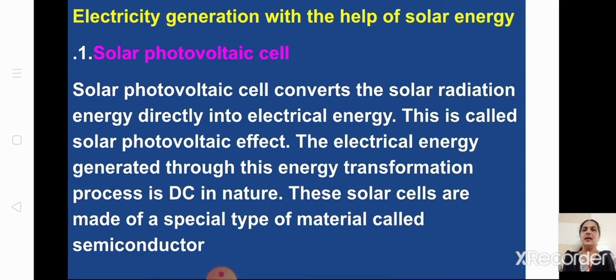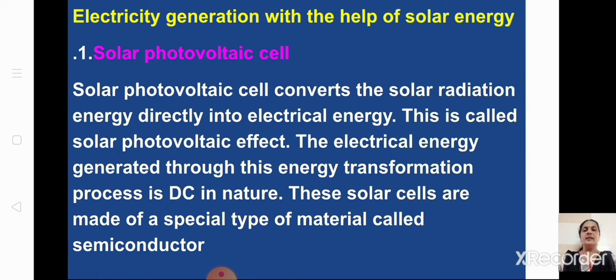The electrical energy generated through this energy transformation process is DC in nature. So we get DC current with the help of this photovoltaic cell. These solar cells are made up of a special type of material called semiconductors. They are made up of silicon. They are called semiconductors.